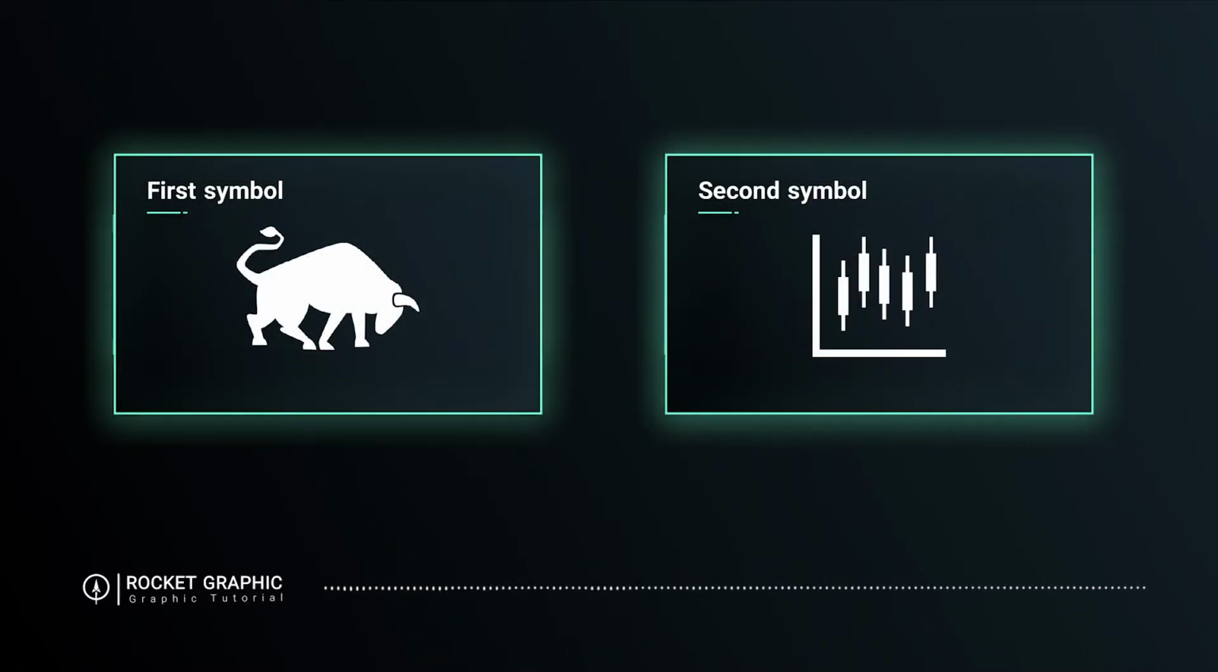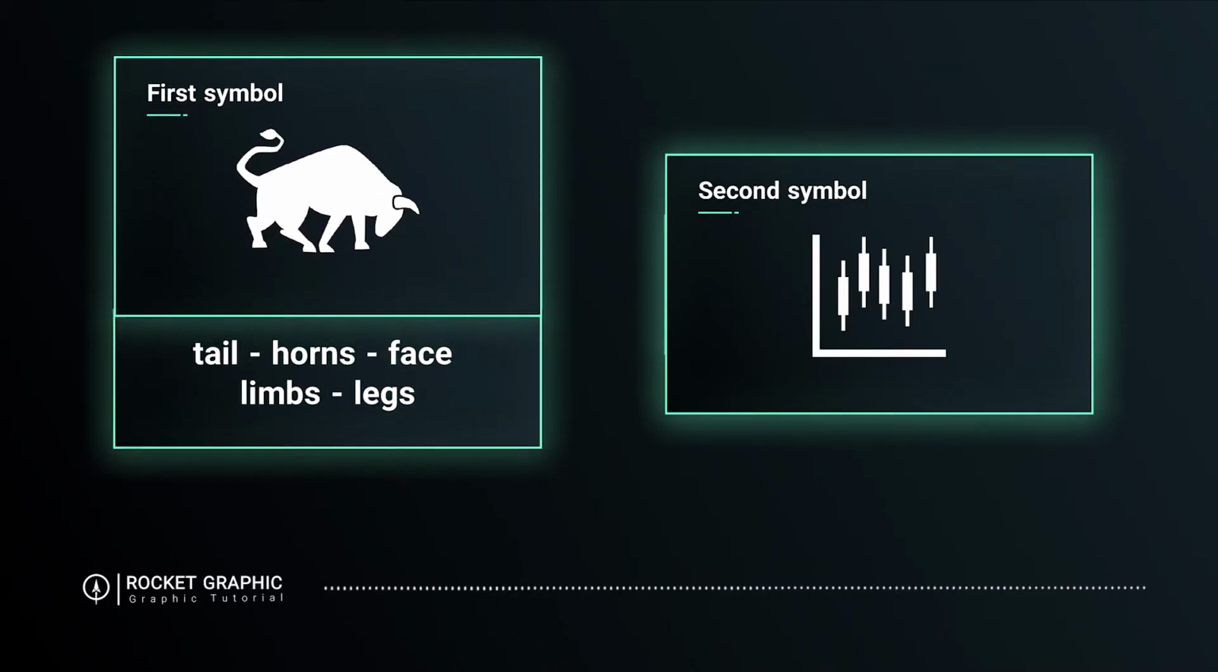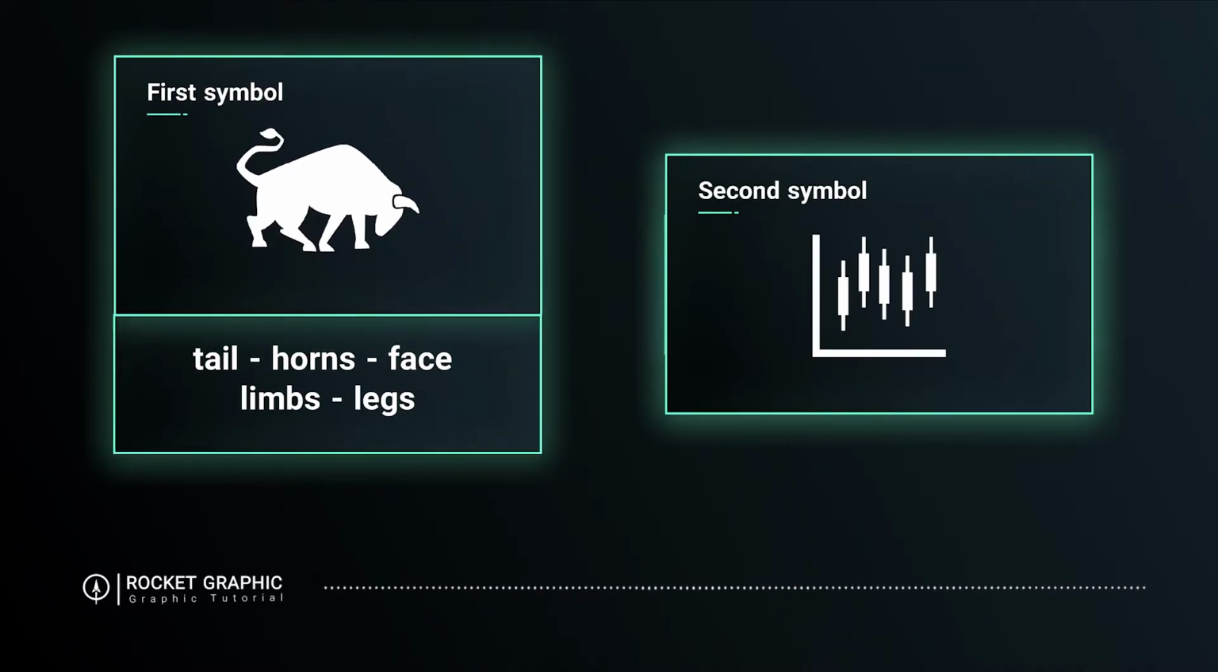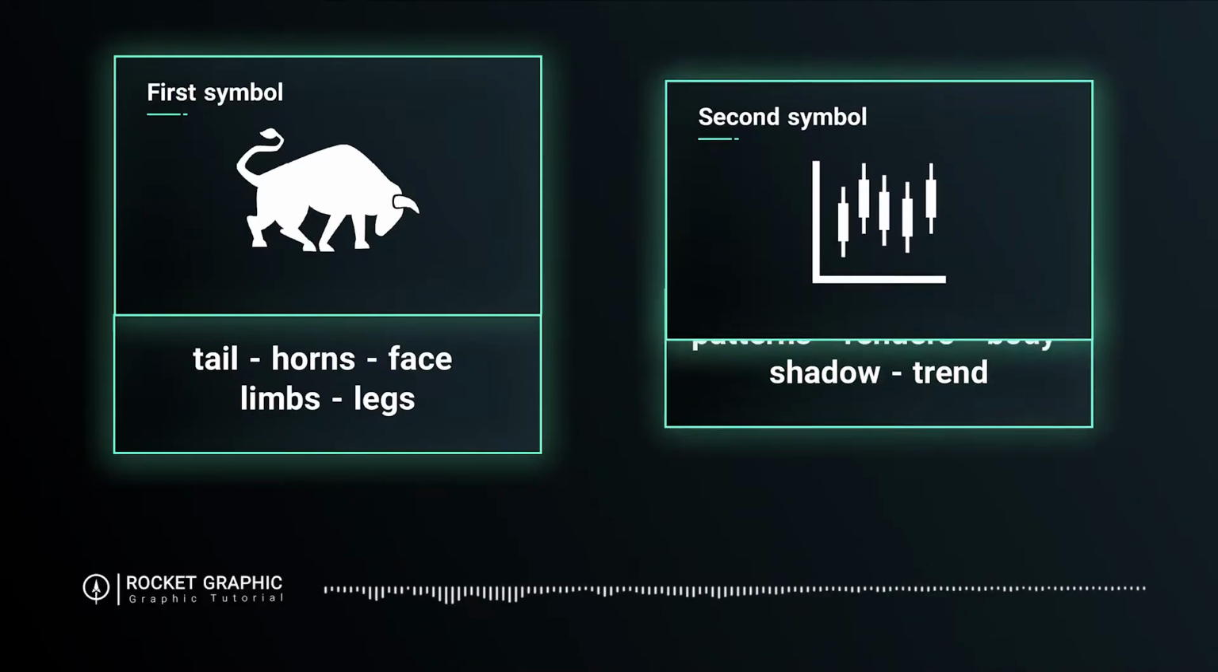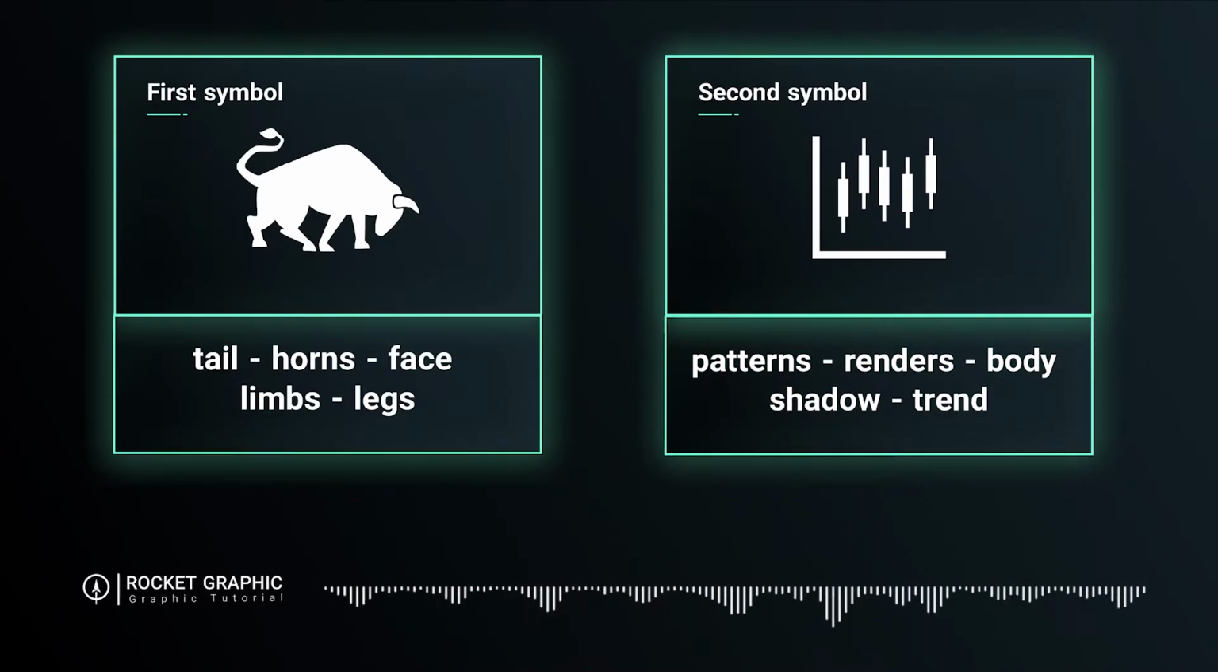We now have two symbols that are created from different sections. The bull symbol is created from different parts such as tail, horns, face, limbs, legs. Well, this is the symbol of the bull. Let's go to the candle symbol. The candlestick symbol is created from patterns, render, body, shadow, trend.